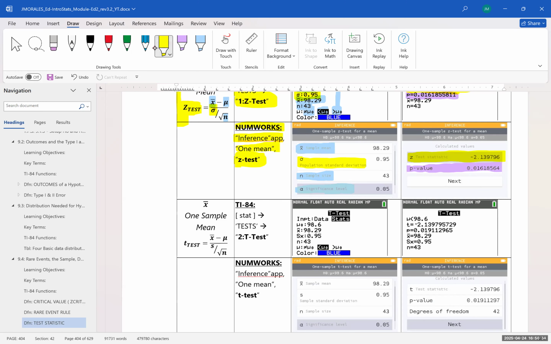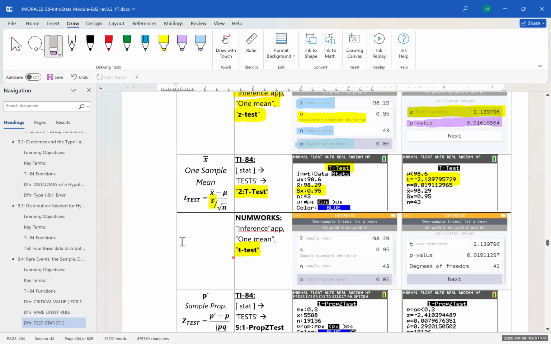If the population standard deviation was unknown, then instead of doing a z-test, you'll do a t-test. Okay, and the t-test looks very similar, except instead of a population standard deviation, it wants a sample standard deviation. And instead of a z-test statistic, it gives a t-test statistic, as well as a p-value. The same is true with NumWorks, right? It asks for a sample standard deviation, which you give it, and it gives you a t-test statistic and a p-value that goes with it.